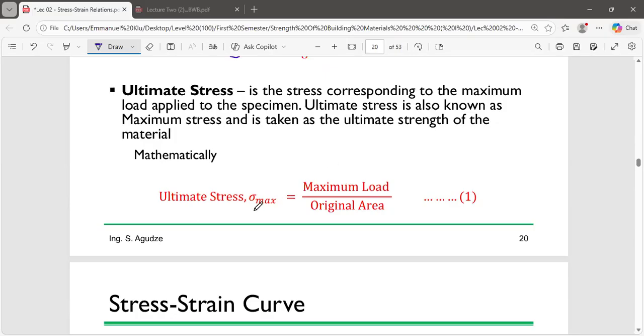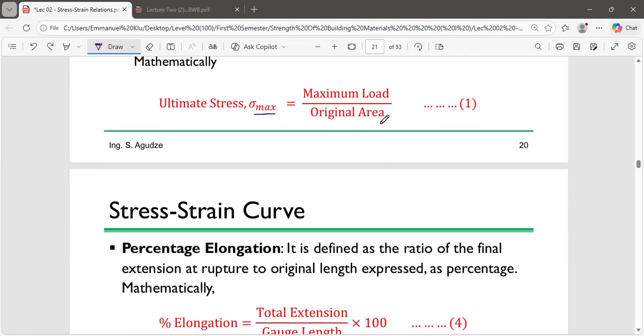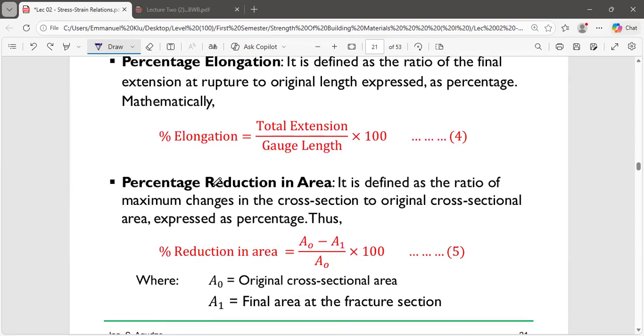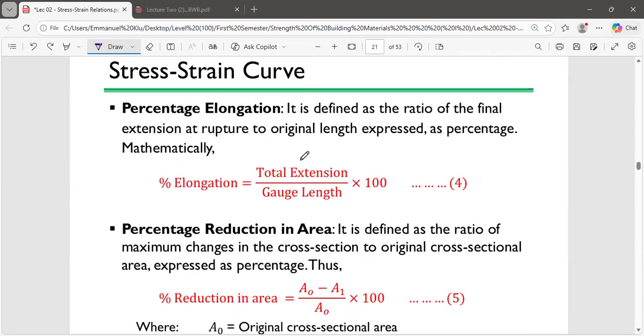Let's look at the ultimate stress. To calculate the ultimate stress or maximum stress, this means maximum stress, so don't get confused. They wrote just stress and added maximum to it, a very small one. Don't get confused by that. So that is the maximum load over original area. For your percentage elongation, we apply a formula of total extension over the gauge length. What did I say the gauge length is?